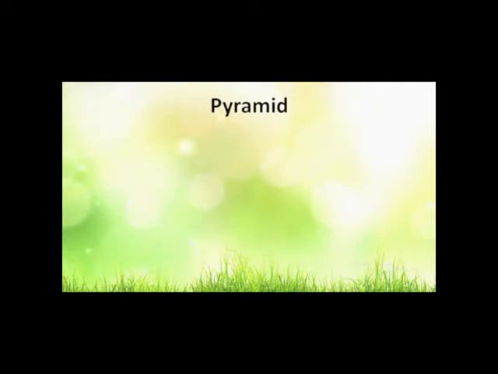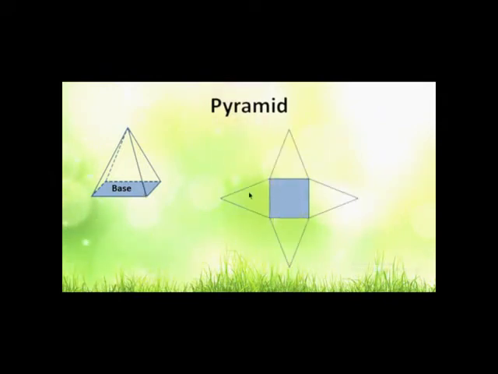How about the pyramid? Let's say this is a rectangular pyramid, and this is the net of the rectangular pyramid. This is the base, and this is also the base. The rectangular pyramid is constructed by 1 rectangle and 4 triangles. Let's say this line is actually this line.